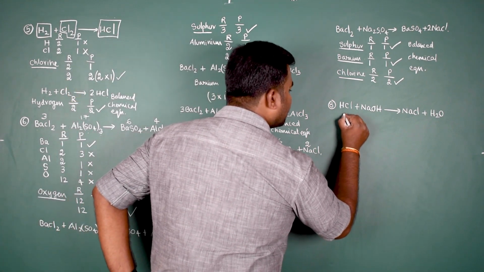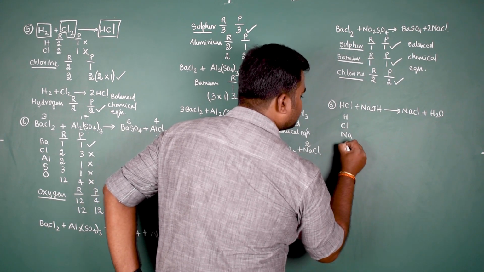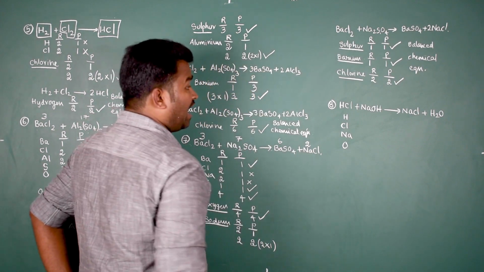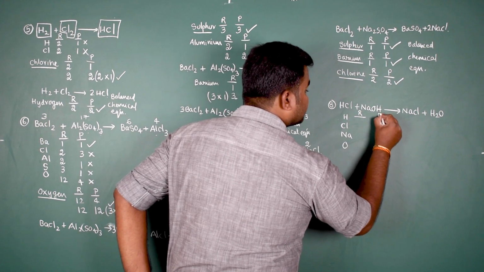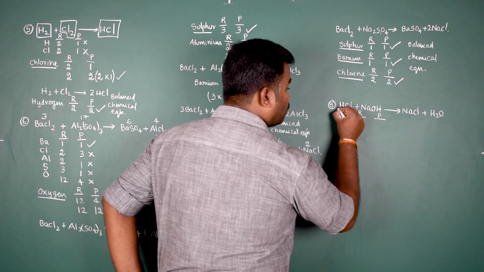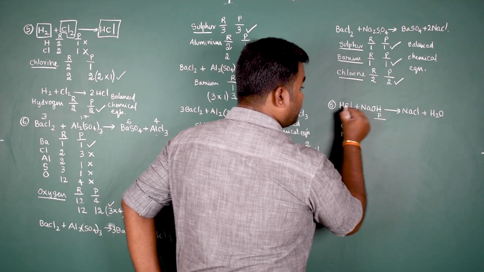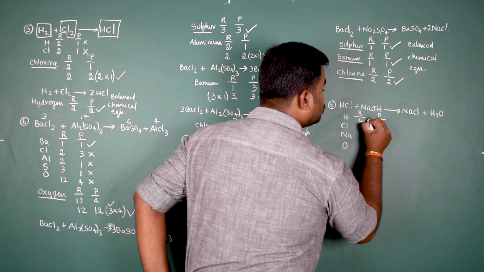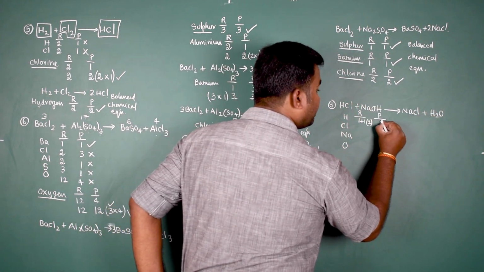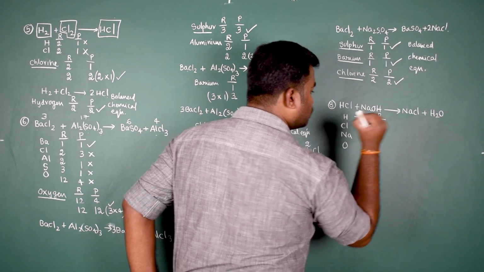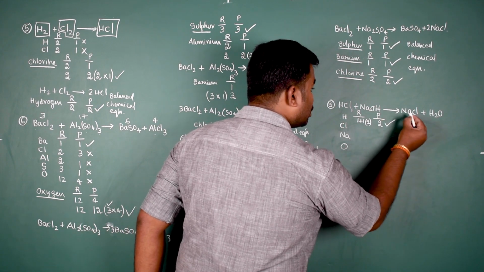If you look at what the atoms are here, hydrogen is present, chlorine is present, sodium is present, and oxygen is present. Then how about the reactant side hydrogens and the product side hydrogens? Here hydrogen is only 1 into 1, 1 hydrogen. Here also, it is 1 plus 1, total 2 hydrogens on the reactant side, whereas on the product side here 1 into 2, 2 hydrogens. So hydrogens are balanced.